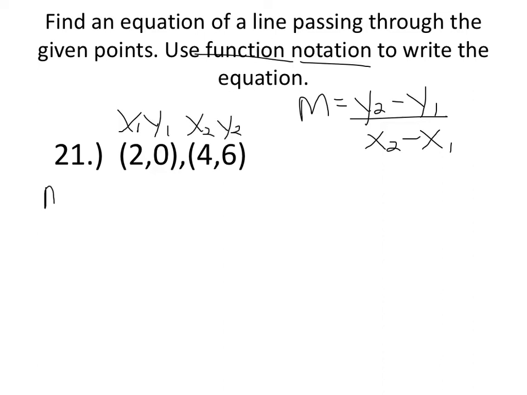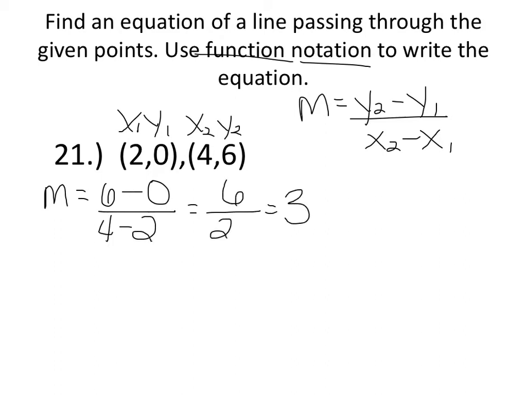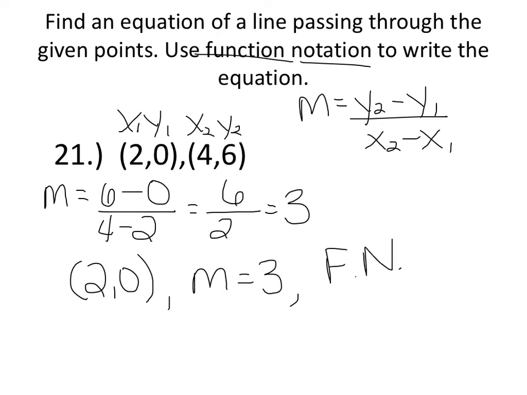So we're going to plug in m equals y2 is 6 minus y1 is 0 over x2 is 4 minus x1 is 2. So 6 over 2 is 3. So I'm going to pick a point. Remember, we said always pick the point that has a 0 if you can. And my slope is 3. And how do they want us to write it? This time they want to write it in function notation. And we know function notation is f of x is equal to mx plus b.